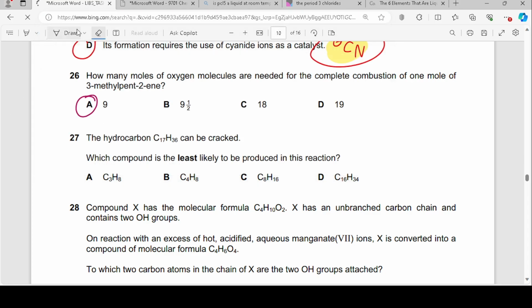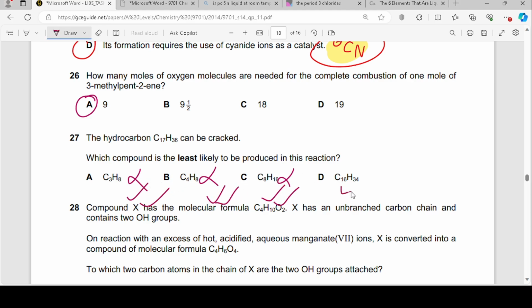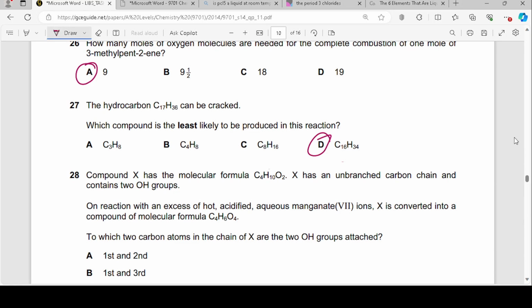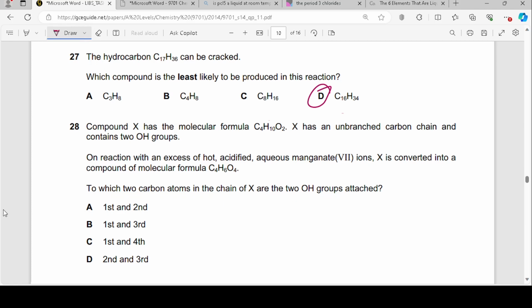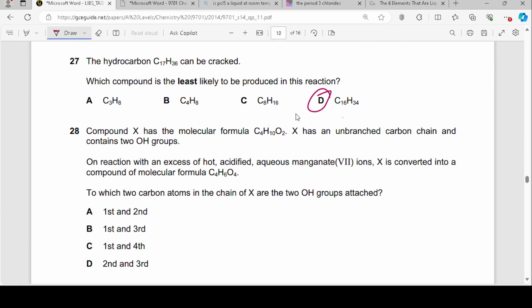So anyways, those are more likely because they're smaller numbers, where 16 is quite close to 17. So it's a less likely cracking product, because you would want a smaller alkene as a result of cracking, right? I'm going to say the answer is D from that logic. C16H34 is the less likely product of the cracking. Obviously, they're all possible products, but this is less probable, basically. Anyways, let us go to the next.